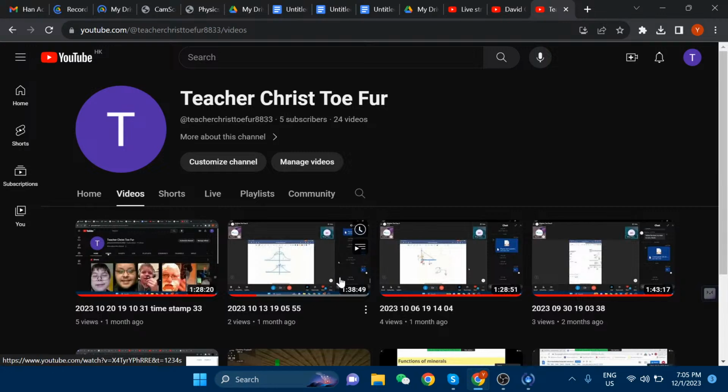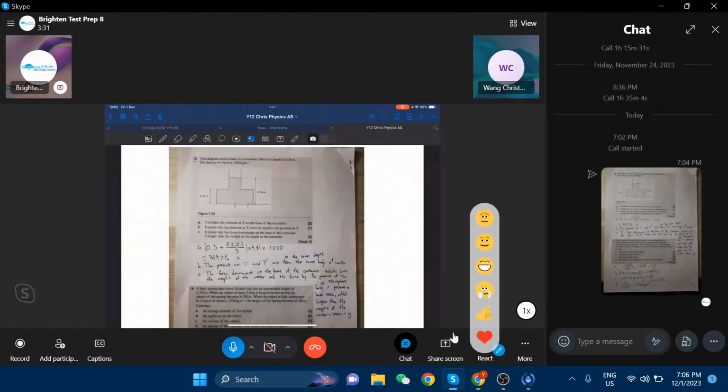Okay, you can see the screen, Christopher? Yeah. Okay, so we have water in the container filled to a depth of 0.5 meter. The density of water is 1,000, of course. Calculate the pressure on the base of the container, X. Explain why the pressure at X must be equal to the pressure at Y.